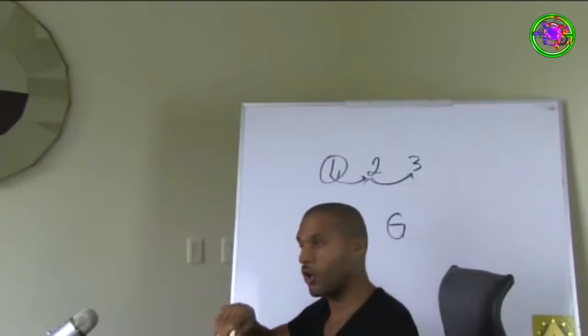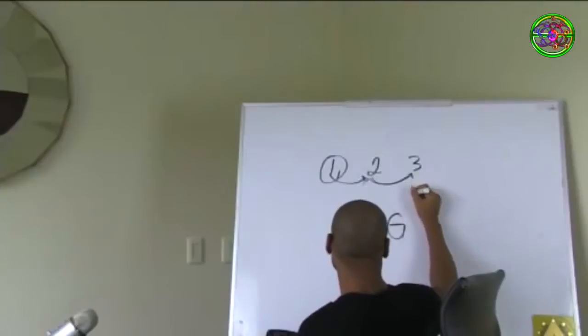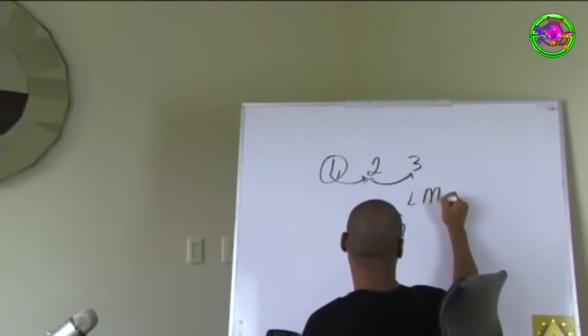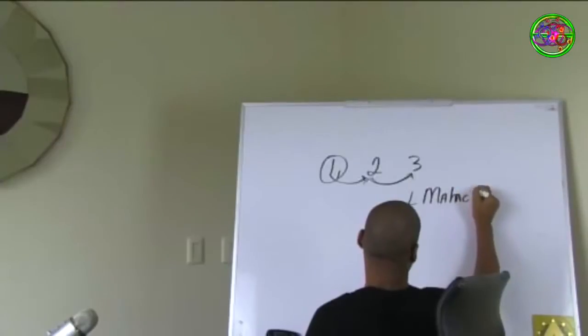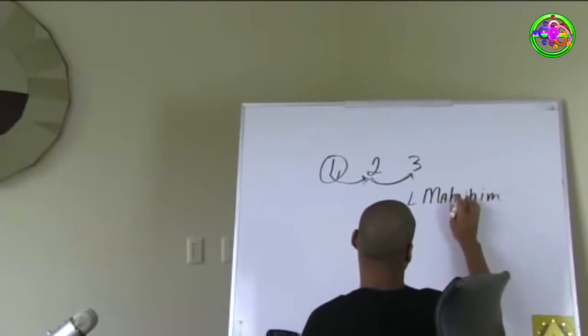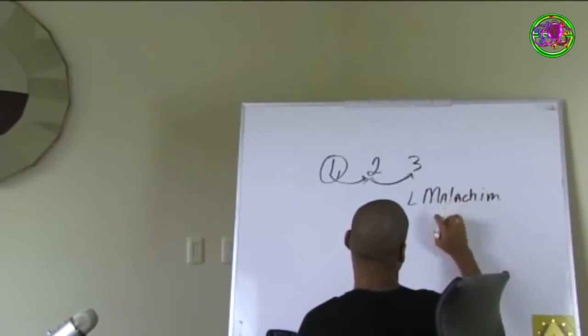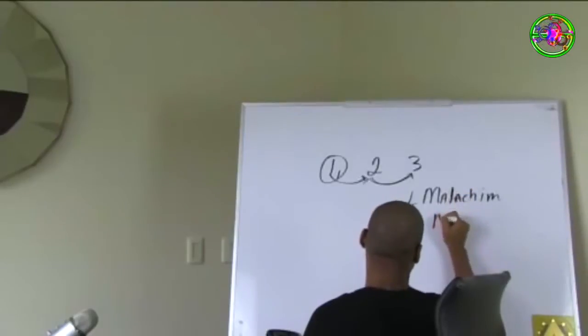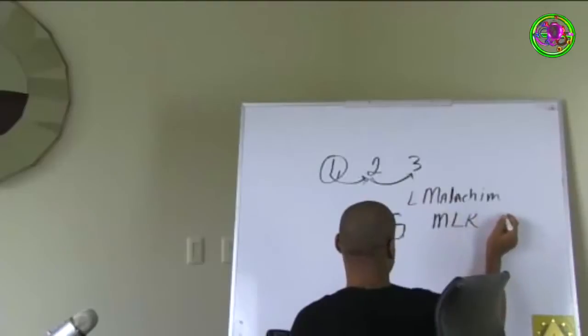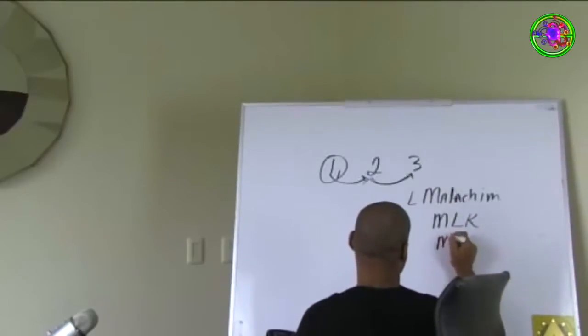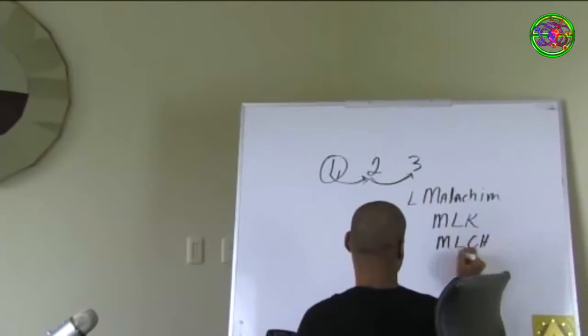This is originally known as the language of the Malachim. And I just put that here, which means king. Malachim, I believe. Okay, which is basically MLK, Martin Luther King, which is basically Moloch, which means king.